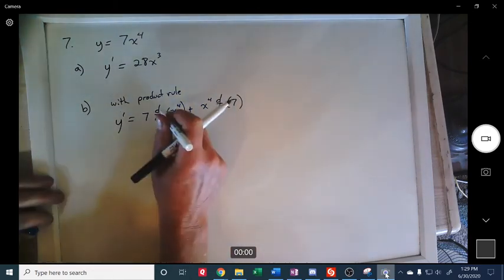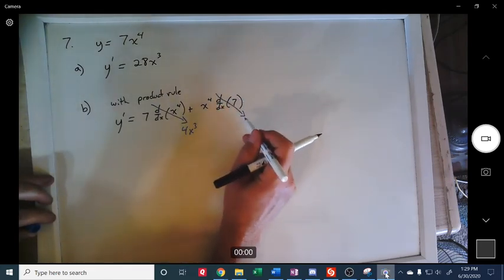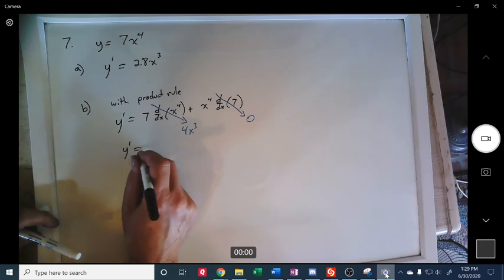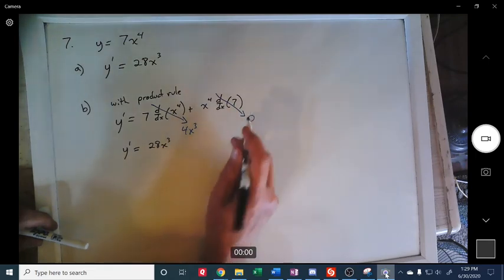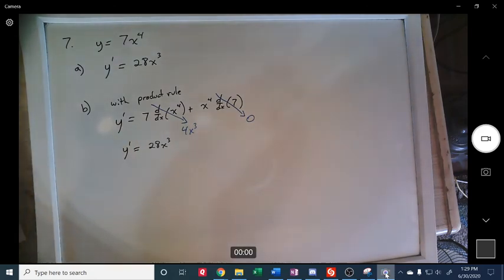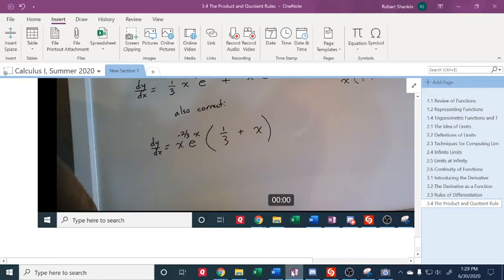But this one is 4x cubed. And the derivative of 7, derivative of any constant, is 0. So this one turns out to be 28x cubed plus 0, but notice it's the same answer. So if you use the product rule when you didn't have to, because it was just a constant times a function, it's not that it's wrong. It's just you're doing more work than you have to, but it's still a legitimate answer. And paste that in.